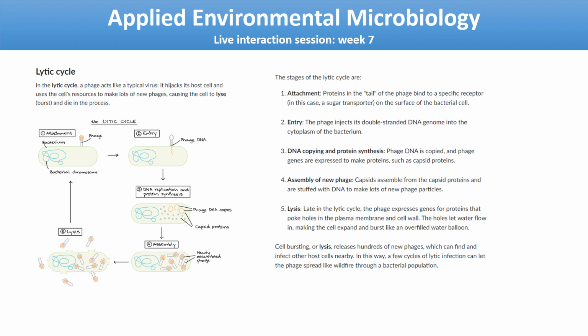In a lytic cycle, the first step is attachment of this bacteriophage. What you can see over here is a live bacterium which has a bacterial chromosome. The bacteriophage attaches; here is the head, this is the tail. The proteins in the tail of the bacteriophage bind to a specific receptor, which can be a sugar transporter on the surface of the bacterial cell. This leads to the attachment of the phage.